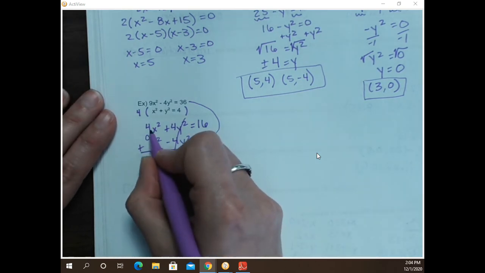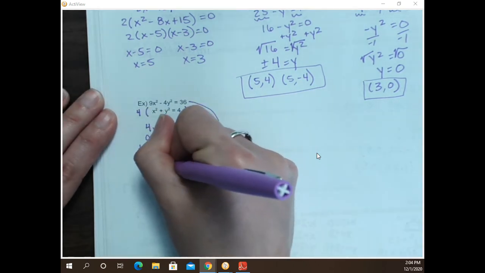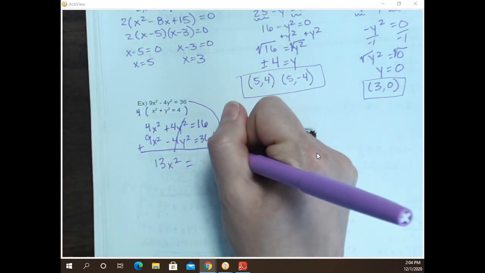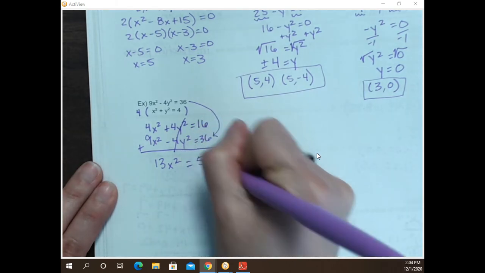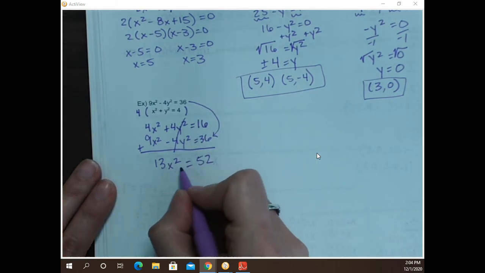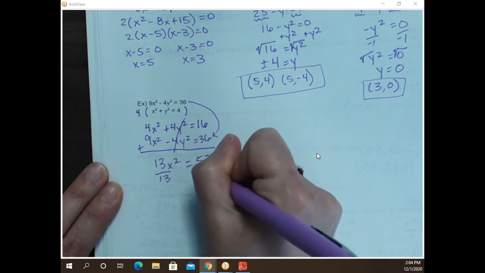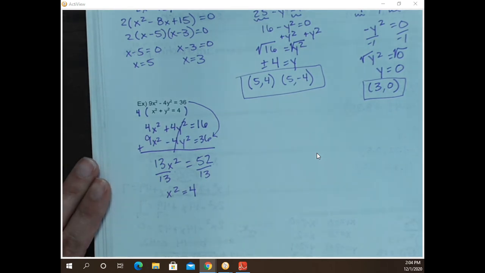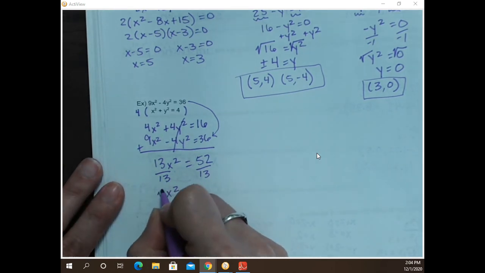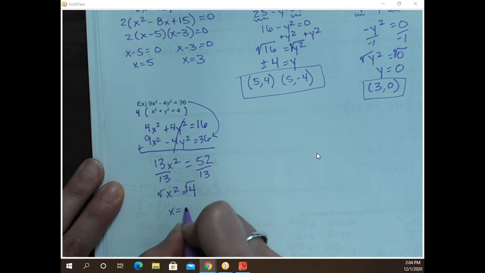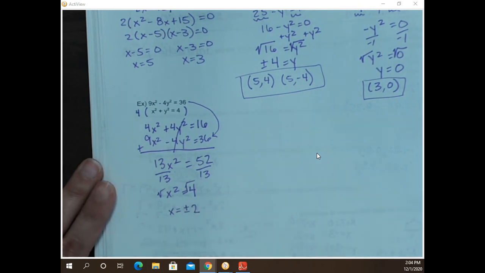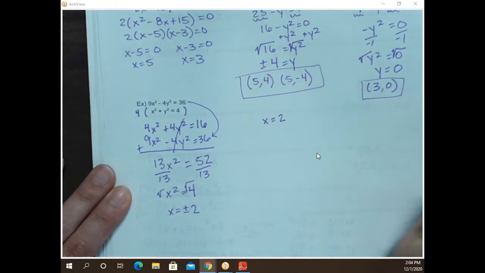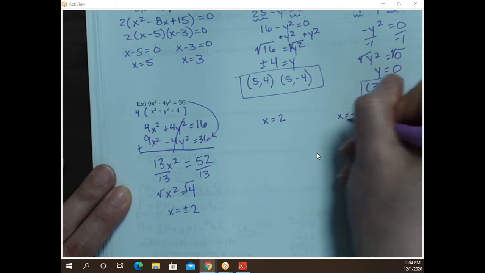Now if I add my like terms, 4x squared plus 9x squared gives me 13x squared equals 16 plus 36 gives me 52. I want to get my x squared term by itself, so I'm going to divide both sides by 13. That gives me x squared equals 4. And now I'm going to solve this using a square root. So take the square root of both sides, and then get x equals plus or minus 2. The square root of 4 is 2. So I've got x equals positive 2 and x equals negative 2.